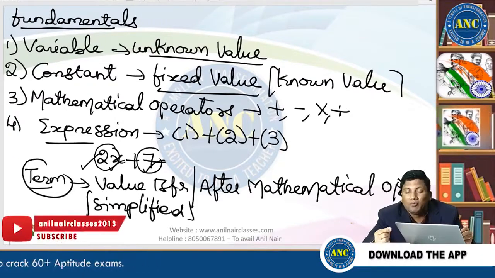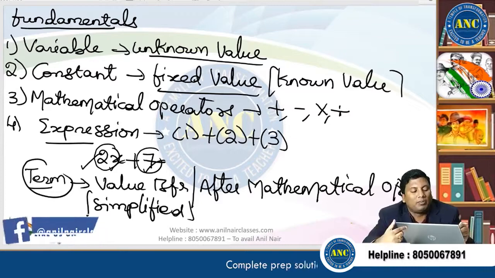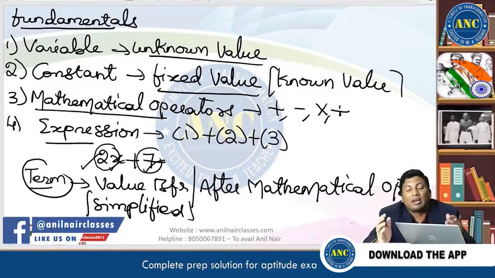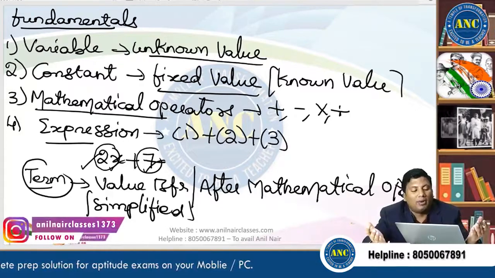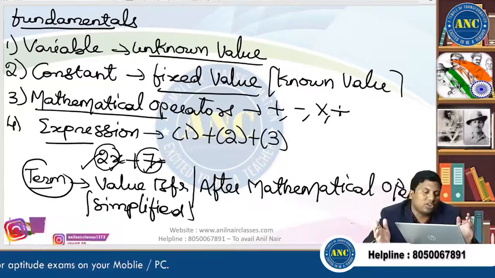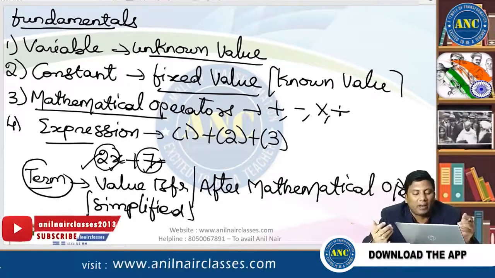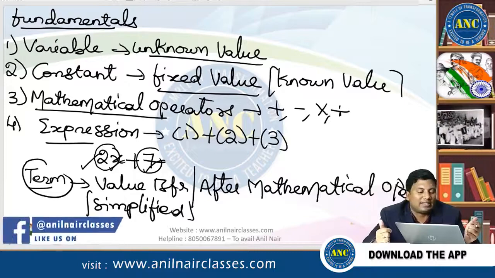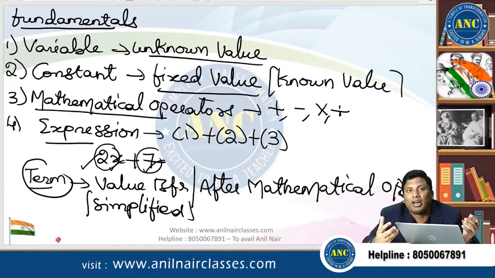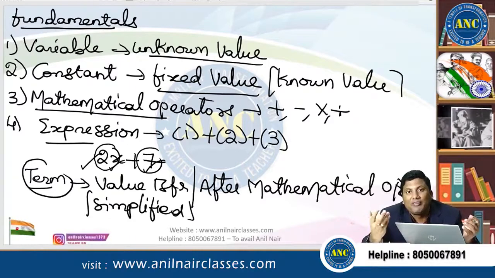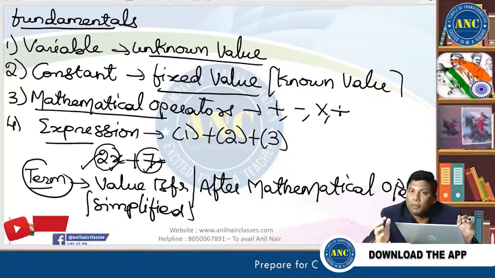What is a variable? Variable is an unknown value. Constant is a known value. Mathematical operators are operators that are used on a variable or a constant. Variables, constants and mathematical operators together are called expressions. In an expression we will have some terms before or after an operator. That is called a term. I hope it is clear.